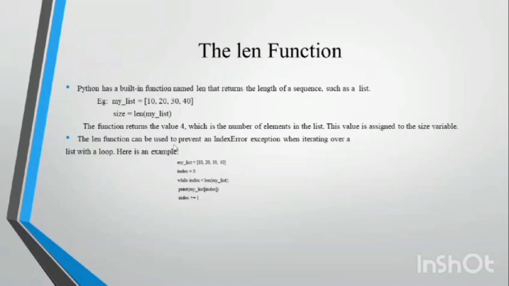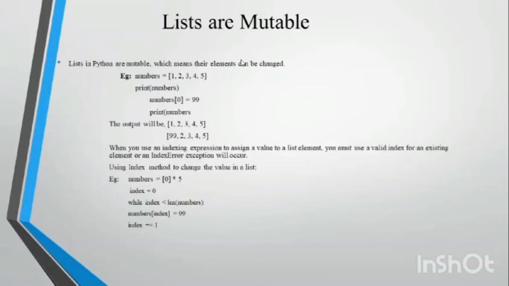The length function can be used to prevent an index error exception also. So if we pass the length of my list as the value, then we can prevent the index error exception. Next, lists are mutable. Mutable means we can change the values in the list.